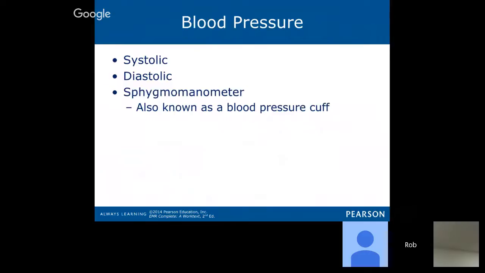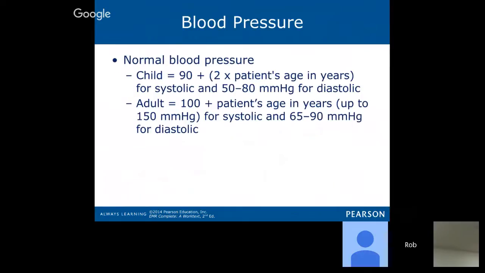Systolic pressure is the pressure of the contraction of the heart. Diastolic is the pressure of the relaxation of the heart. So as the heart relaxes and everything slams shut, that's what you're hearing. So blood pressure, normal blood pressure for a child, guys, you'll need to know your normals, okay?